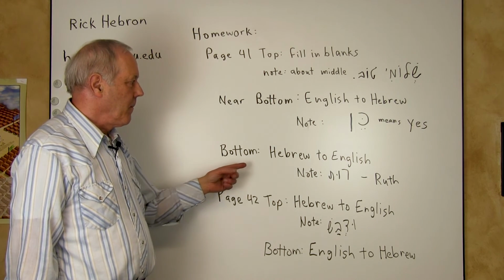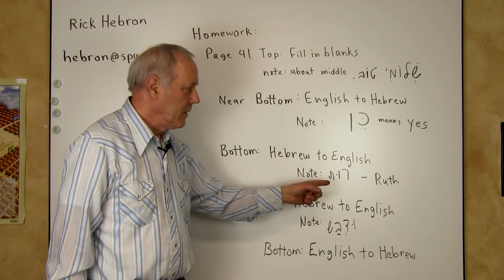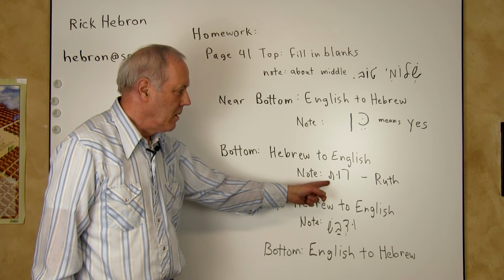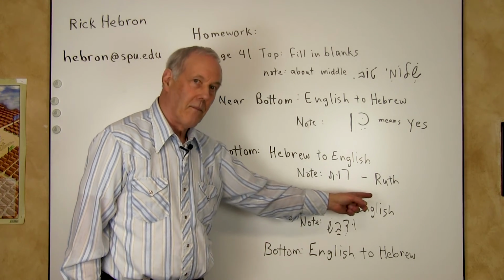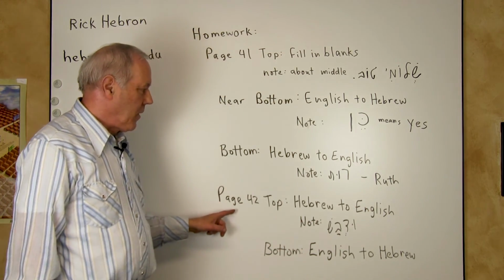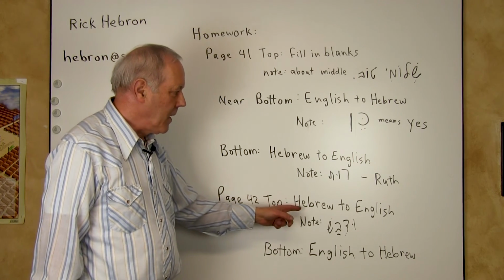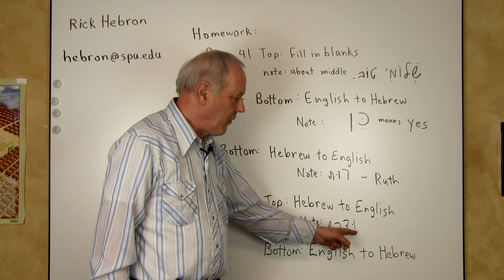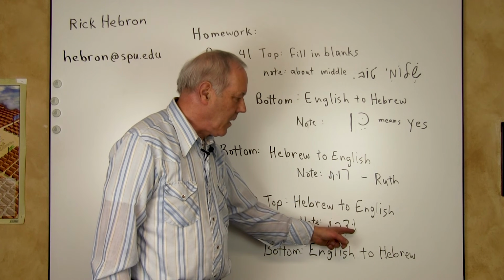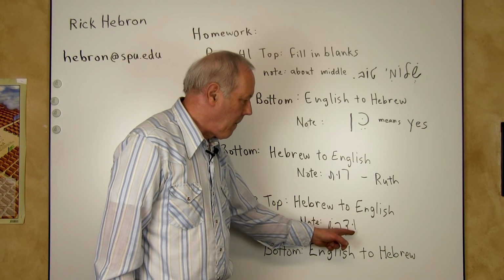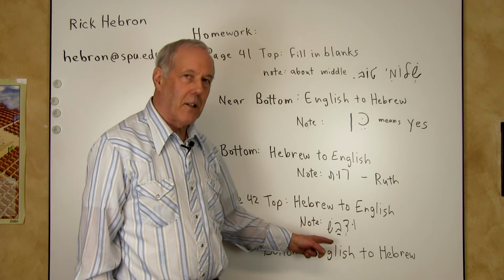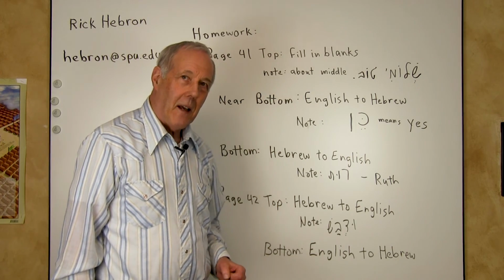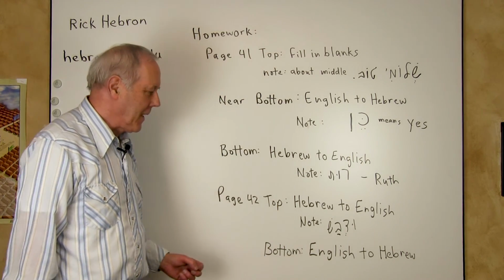On the bottom of the page, translate from Hebrew to English. And they sneak in a word here. You're supposed to sound it out. Root. Root means Ruth. Page 42 at the top, translating from Hebrew to English. Here, a way of saying and is with vav at the beginning of the word, but this time instead of being v, it's u. U devash. Devash means honey. And honey, udvash. People have had trouble with that before, so I'm filling you in on that.